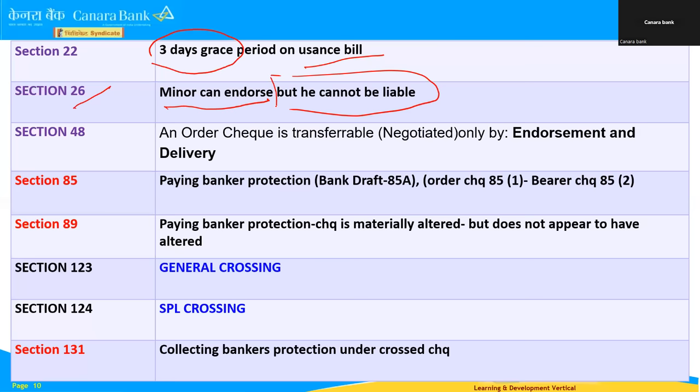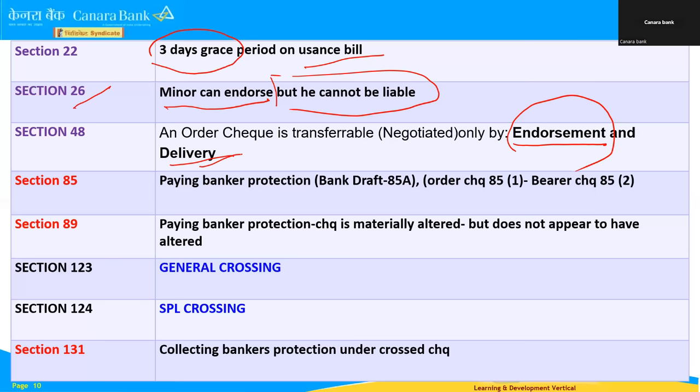Section 48, an order check is transferable, negotiable. Order check can be transferable. When can it be transferable? By correct endorsement and a mere delivery. You have to give endorsement to whom you are transferring that order check, and a correct delivery, to the correct person you have to deliver the check. Then only that check is in order.